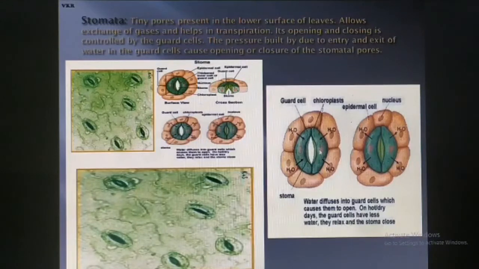So this stomata has got different parts, which are shown here in detail, which is not in your syllabus, but for the illustration it is given here like this. So diffusion of water in this has been shown very clearly.